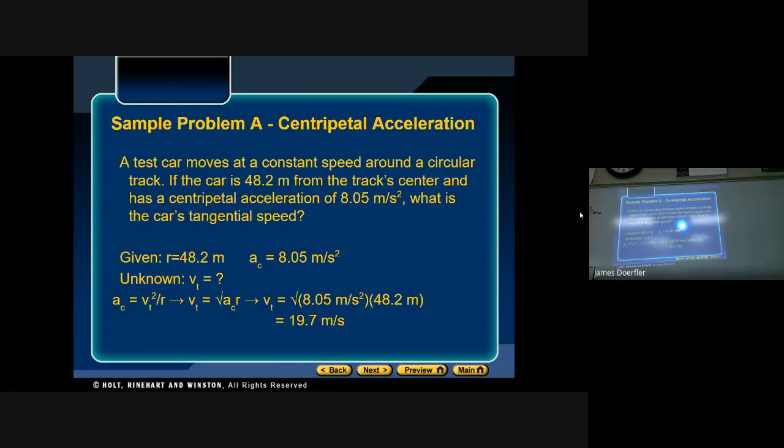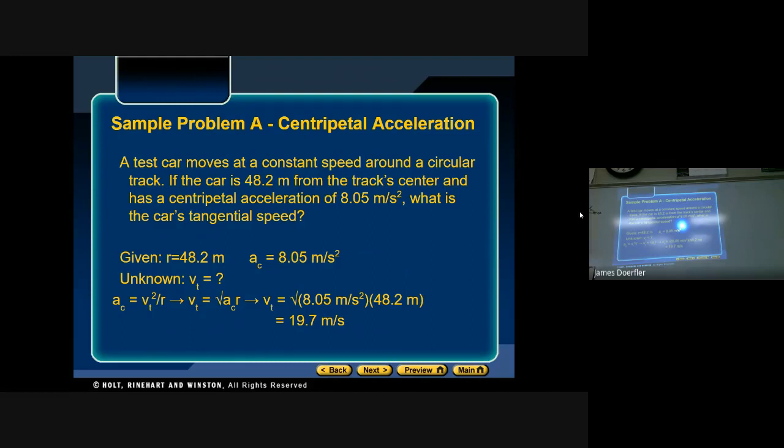Now let's look at solving centripetal acceleration. We have a test car that moves at a constant speed. Again, that's what we were looking for, that term, constant. Around a circular track. If the car is 48.2 meters from the track center and has a centripetal acceleration of 8.05 meters per second squared, what is the car's tangential speed? So what do we know? We know that the radius between the car and the track is 48.2 meters, that the centripetal acceleration is 8.05 meters per second squared. We are trying to solve for the tangential speed.